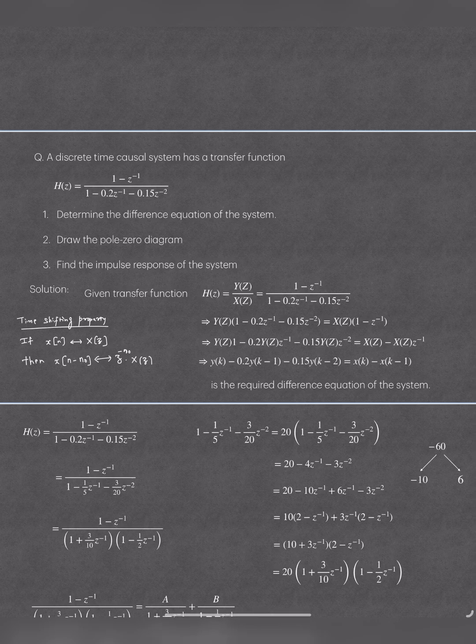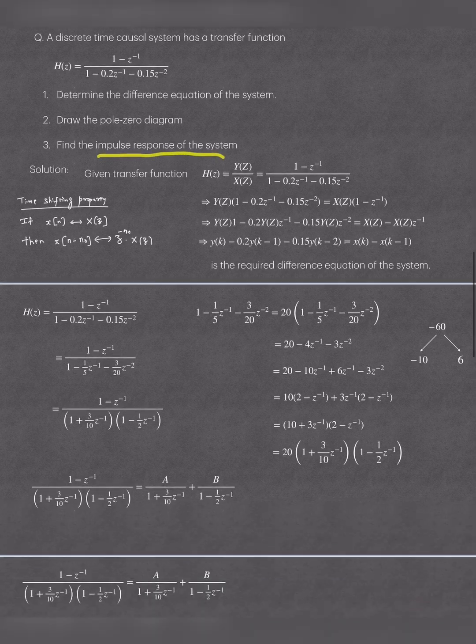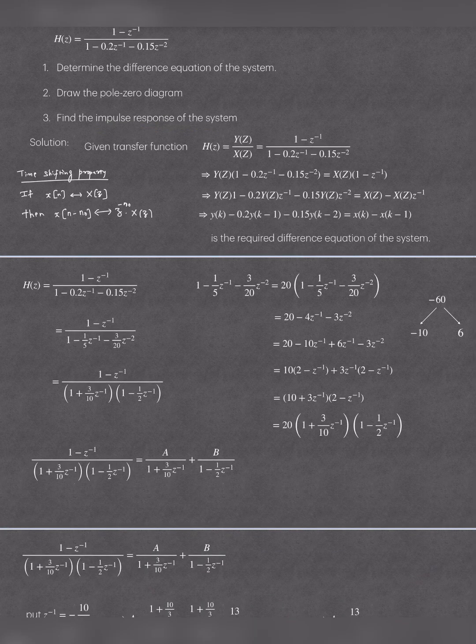Now before getting into the pole zero diagram, let us find the impulse response of the system. So how do we find that? You just take this function H of z. Now in the denominator part, I am replacing 0.2 as 1 by 5, or 2 by 10, which becomes 1 by 5 otherwise. 15 by 100 becomes 3 by 20 here, okay.